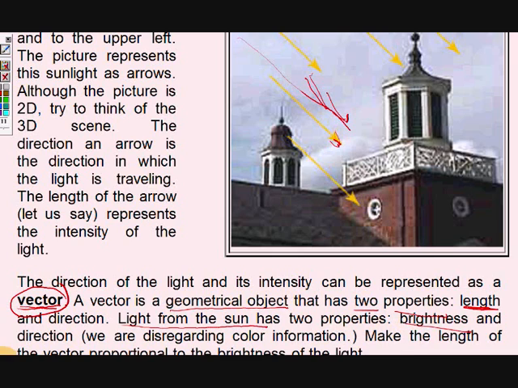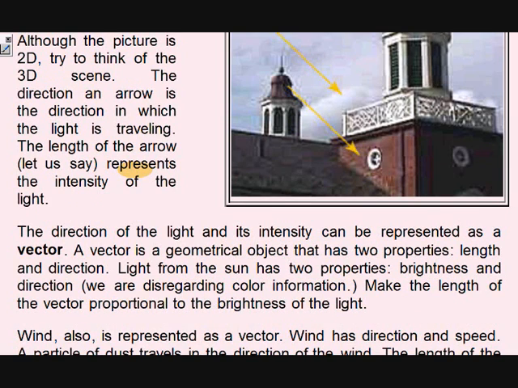We are disregarding color information. Make the length of the vector proportional to the brightness of the light. Yes. Now we found the two properties. What are they? The length and the direction. Very good. So now we took the length, we correspond this length with brightness. Beautiful. And what did we do with the direction? The direction of the sunlight is represented as the arrow mark here.